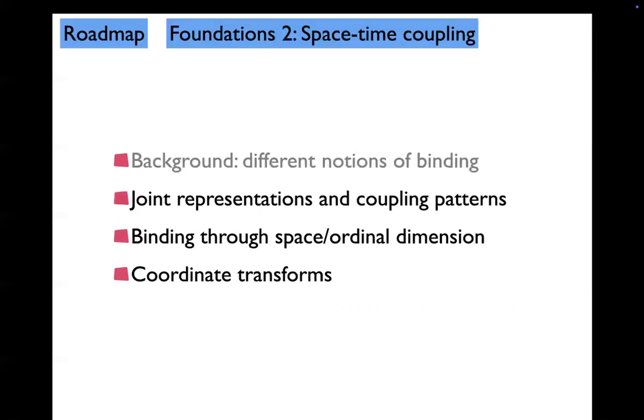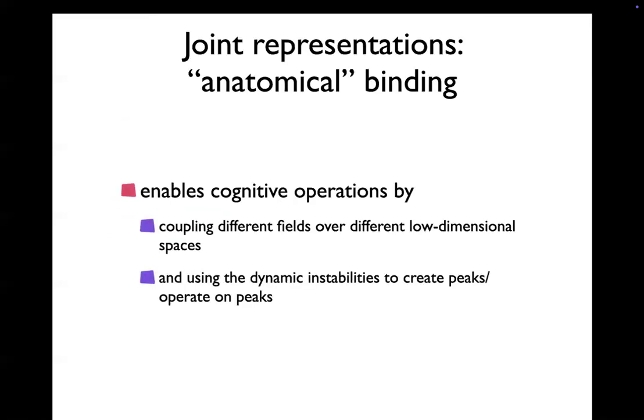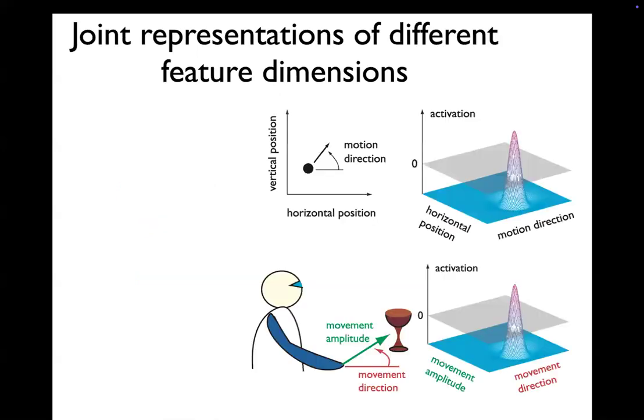Good. So how do we go about that in DFT? First I'll start very simply. First we'll have to think about joint representations. I'll explain here that joint representations, this is the program here, enable... I'll come back to this. That announces where we're going. So let's first think about joint representations as anatomical binding.